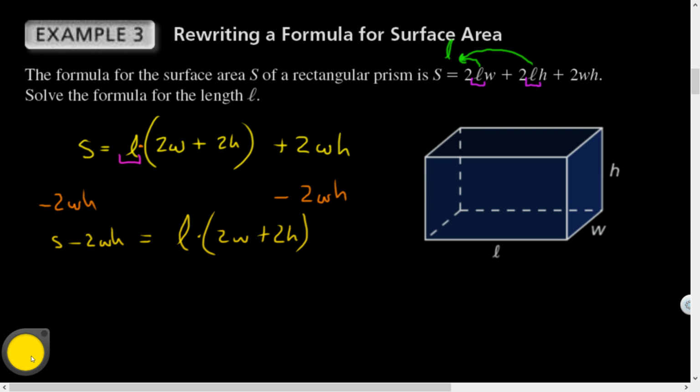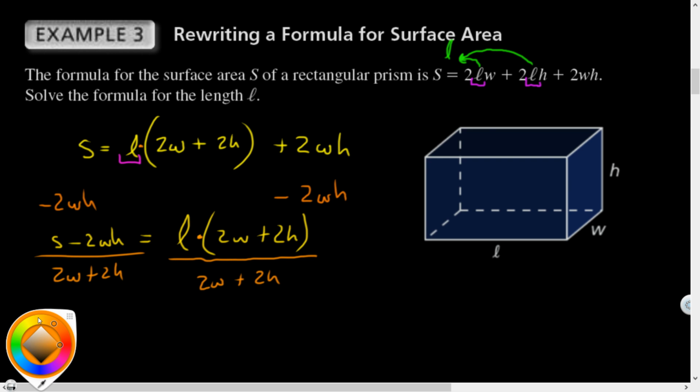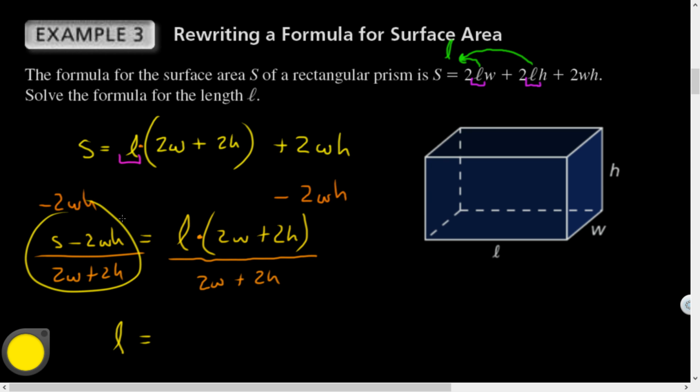What's the inverse operation of multiplication? Division. We're just pretending this is a number. Imagine this said L times 2. Okay, I would divide both sides by that. I'm going to divide both sides by 2W plus 2H. Same over here, 2W plus 2H. And I'll flip it around. Oh, wrong color. Flip it around, last step. L is going to equal this, right? S minus 2WH all over 2W plus 2H.